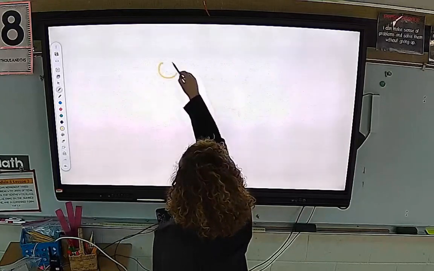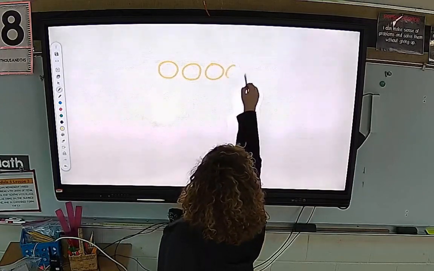That looks like a different yellow. Oh, it's the same, I guess.